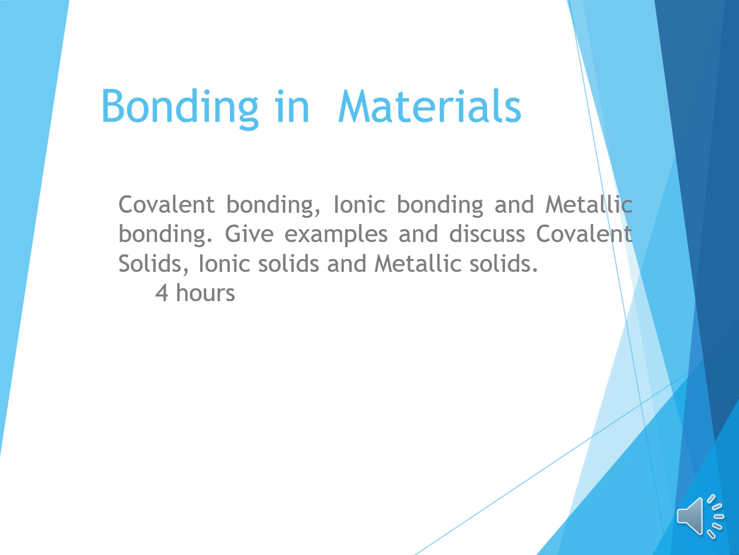In this chapter, Bonding in Materials, we are going to study covalent, ionic and metallic bonding with examples and discuss covalent, ionic and metallic solids and their properties.